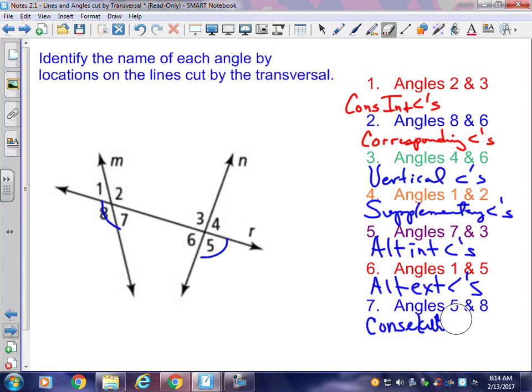And it's getting too long. Let me abbreviate that. Consecutive, they're exterior because they're outside the two lines, but on one side of the transversal. Consecutive means on one side of the transversal, and exterior means outside the two lines.